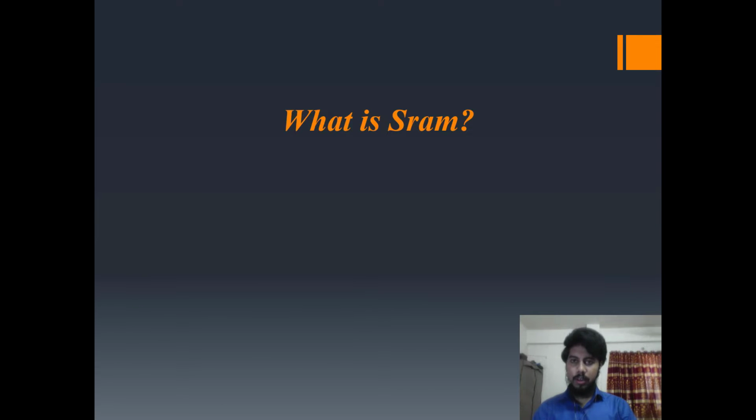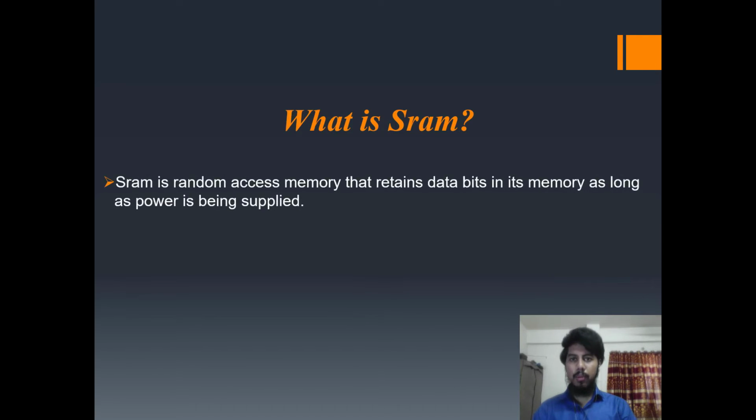What is static RAM? Static RAM is a type of RAM that retains data bits in its memory as long as power is being supplied. Static RAM is totally different from dynamic RAM because dynamic RAM requires regular refreshing of the data stored in the memory. So, static RAM's speed is faster than dynamic RAM, and it also consumes less power. The main objective of using static RAM is to make cache memory.